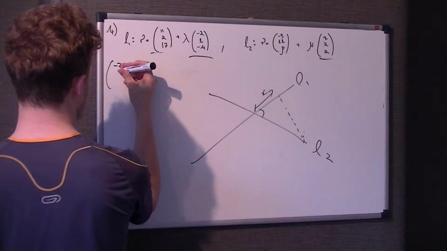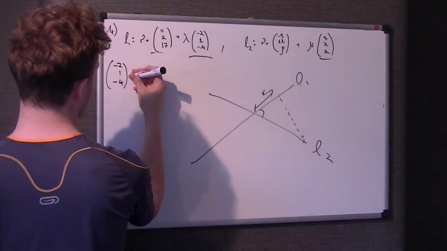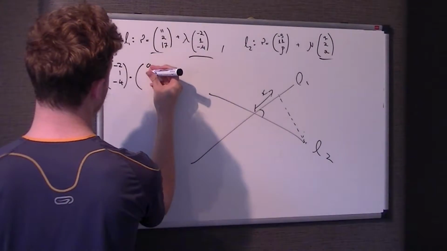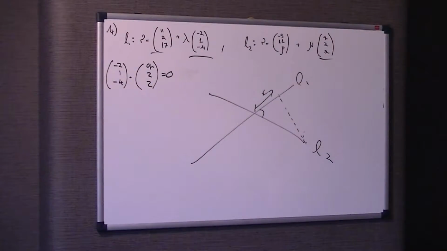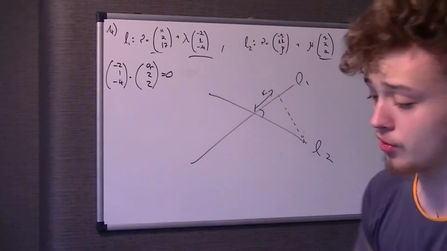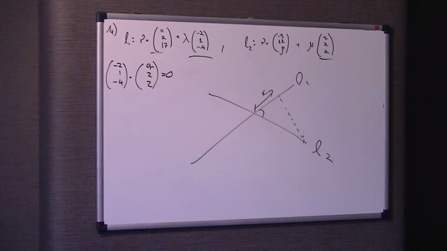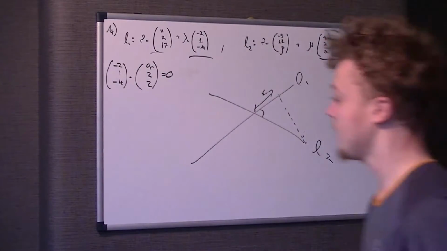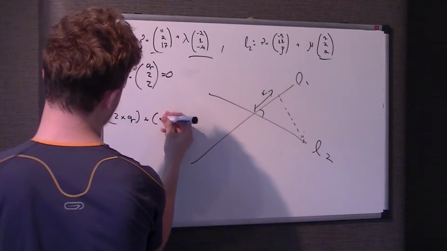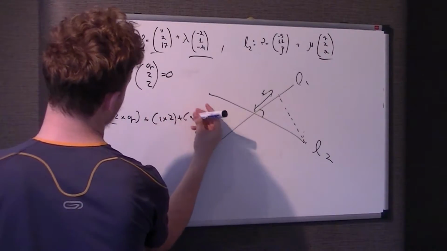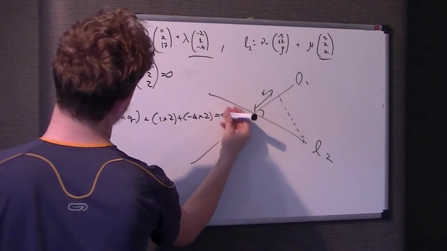So (-2, 1, -4) dotted with (q, 2, 2) is equal to 0. The first thing that I would state, in a little explanation of some kind, is that when the dot product is 0, they are perpendicular. You don't have to do that, but it makes you look that little bit smarter. So the first thing you would do is -2 times q, and you add that to 1 times 2, and then you add that to -4 times 2, and you put that all equal to 0.